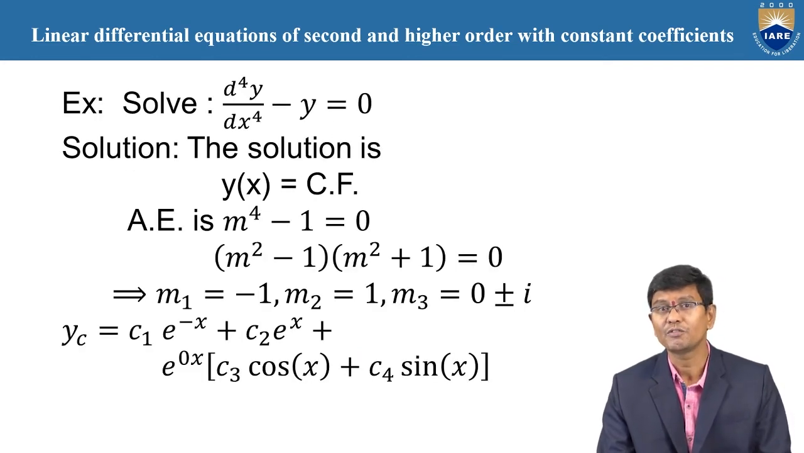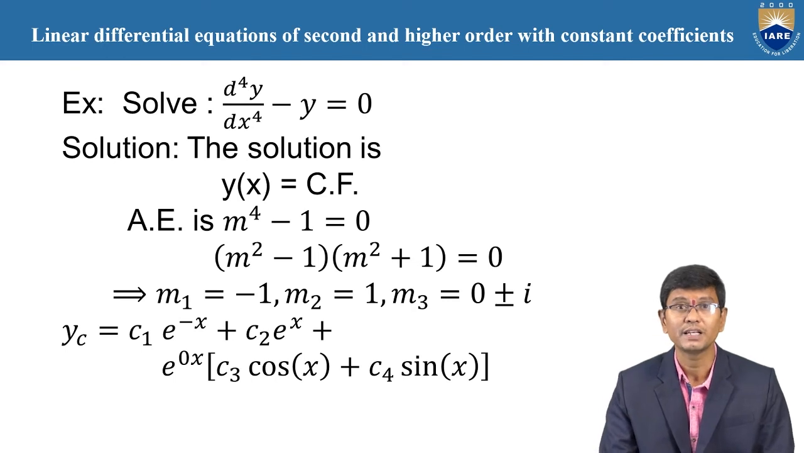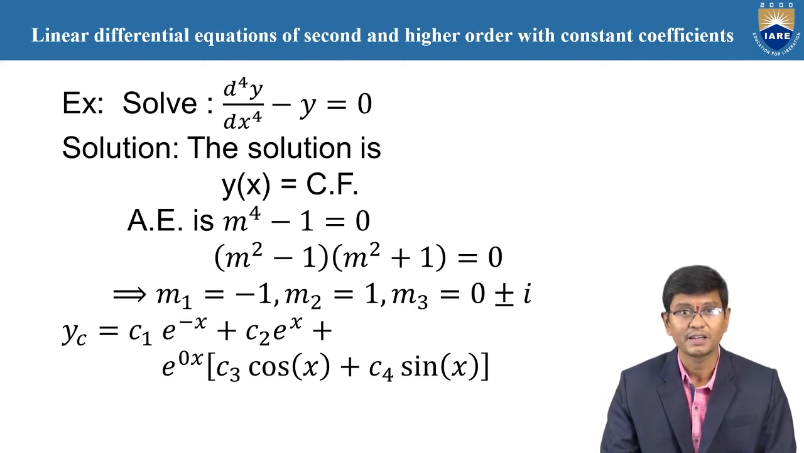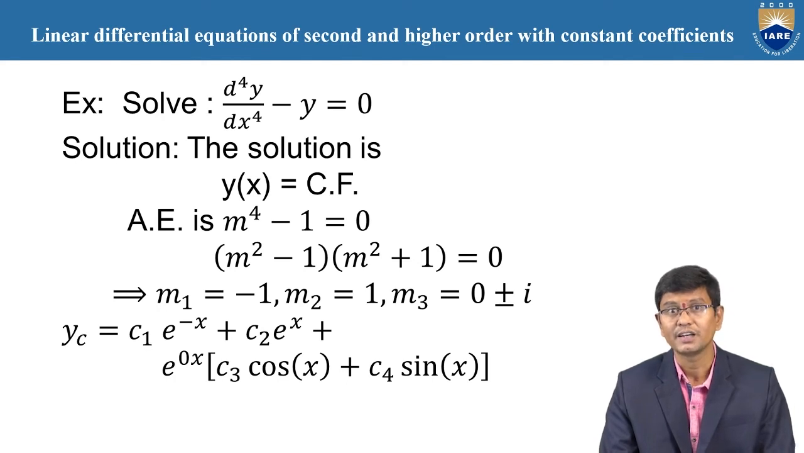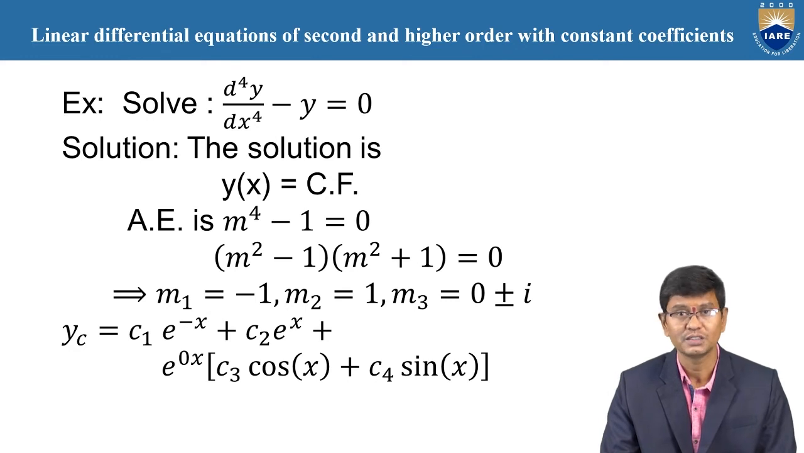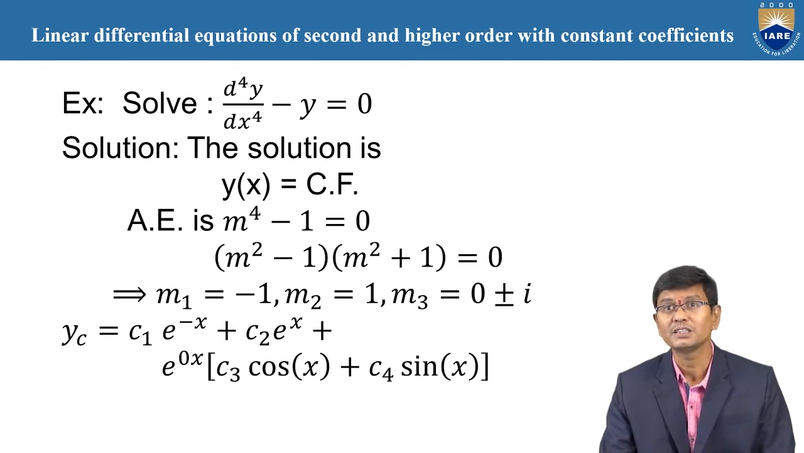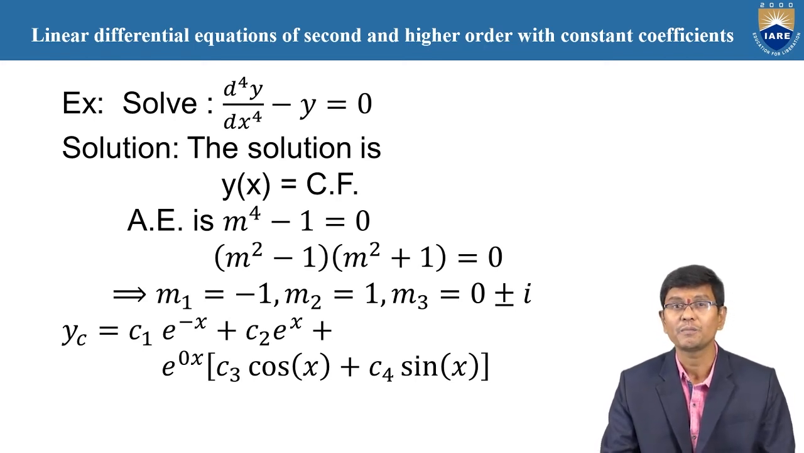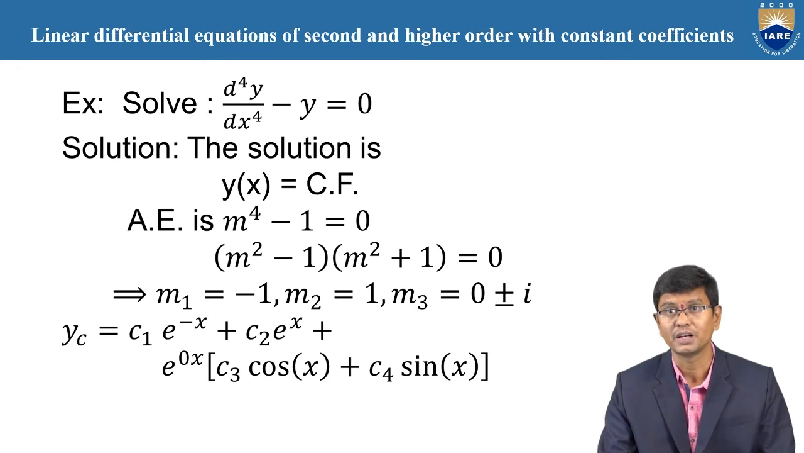Solve d power 4 y by dx power 4 minus y is equal to 0. Here also, the auxiliary equation of the given differential equation, that is f of m is equal to m power 4 minus 1 is equal to 0. This m power 4 is because the order of the equation is 4. Therefore, while solving this equation, you obtain 4 roots only.